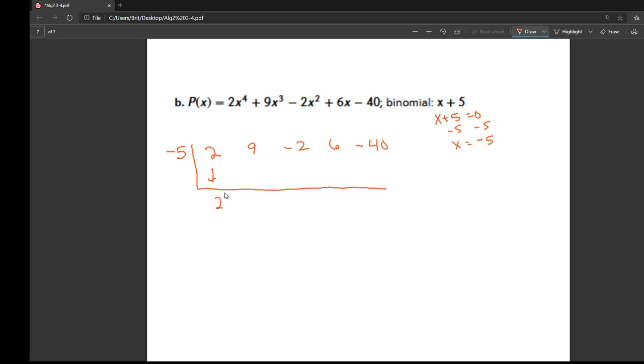So now I do my braid, so negative 5 times 2 is negative 10. I multiply again, I get a positive 5. Multiply again, get negative 15. Multiply again, I get a positive 40, which when I add down gives me a remainder of 0. So that remainder of 0 tells us that x plus 5 is a factor of the polynomial.